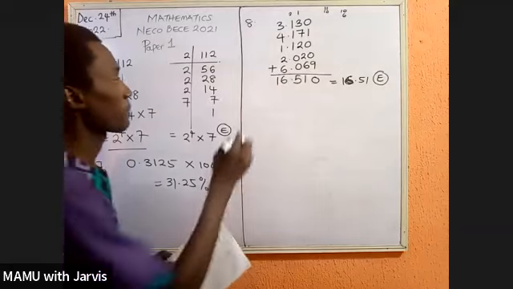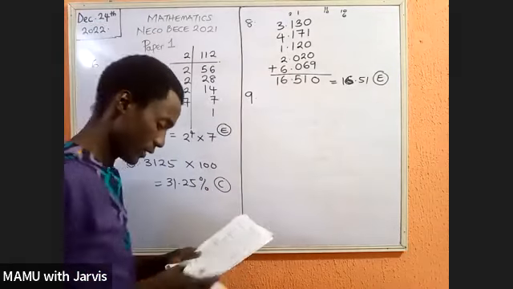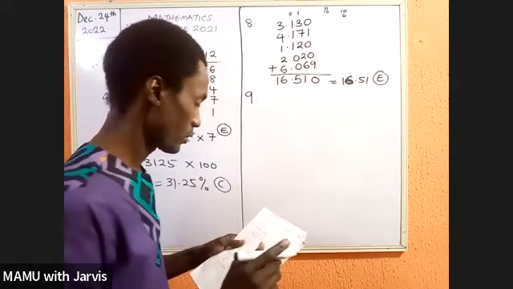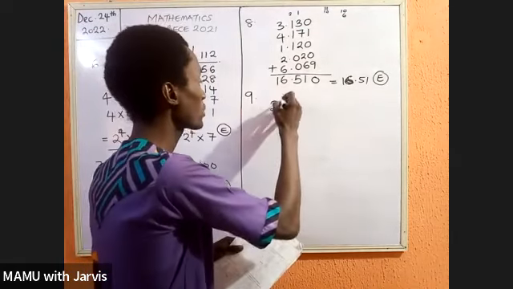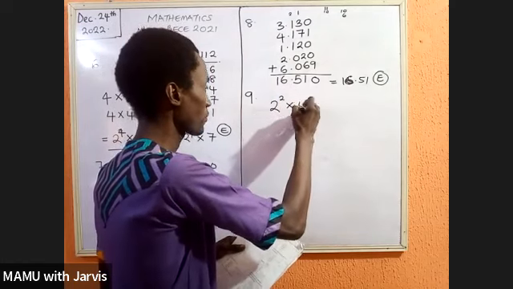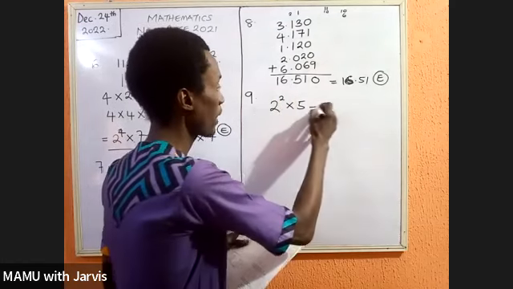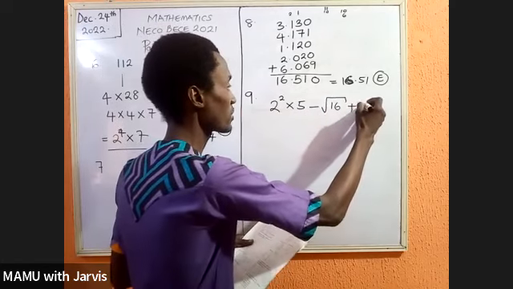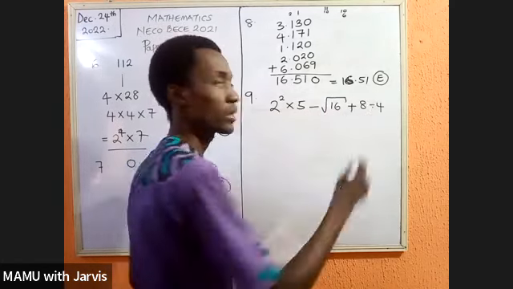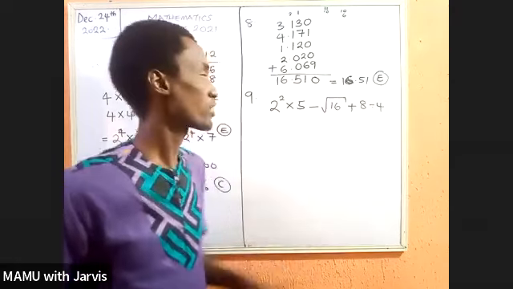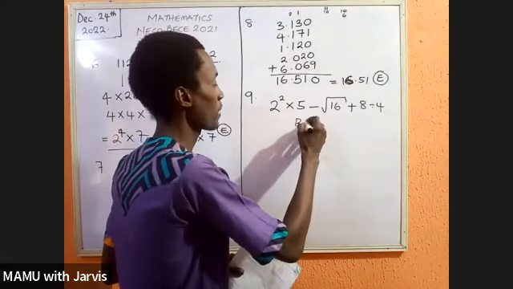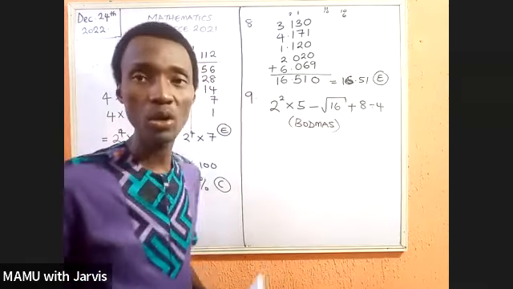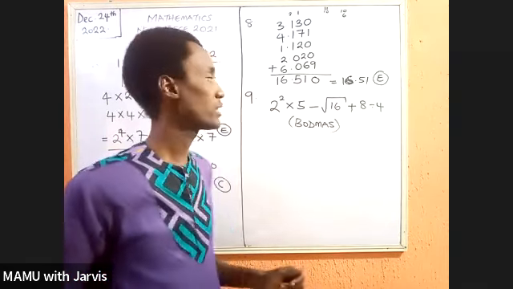So we'll go to question number 9. In question number 9, it says find the value of 2 raised to the power of 2 times 5 minus the square root of 16 plus 8 divided by 4. This is one question where your board maths, or BODMAS, is being tested.